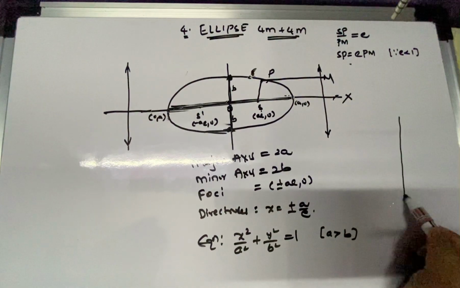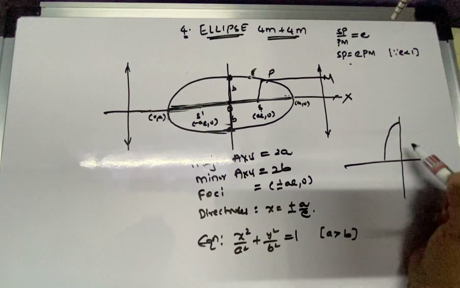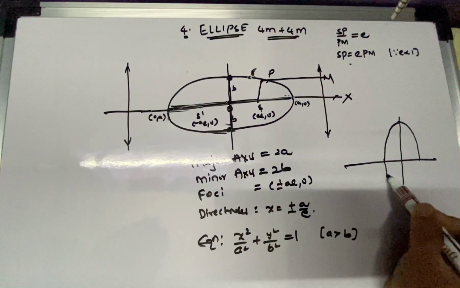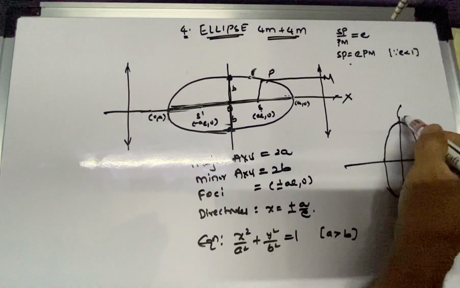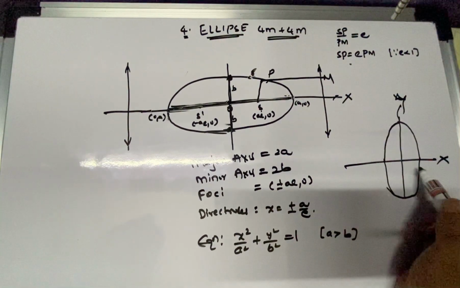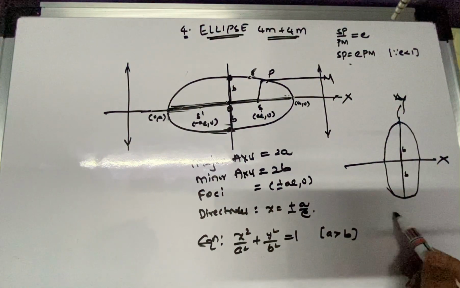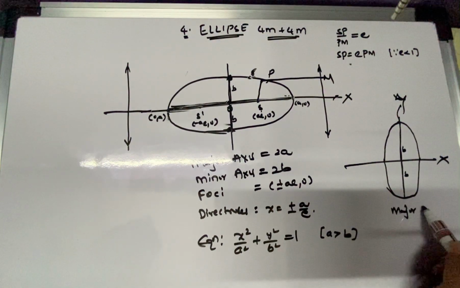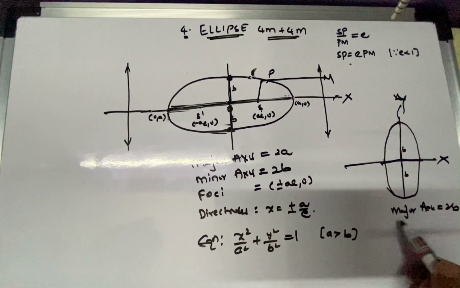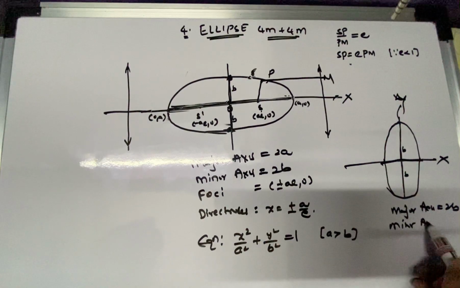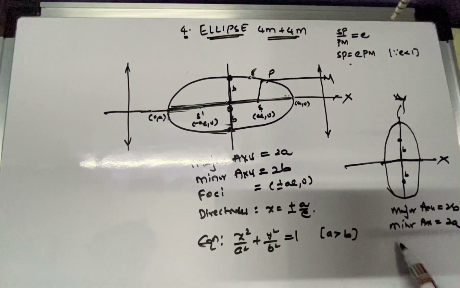One more, if I draw the ellipse in this form, so this is the x-axis and y-axis. Now this is B and minus B. So it uses the maximum distance of the y-axis. So the major axis is 2B here. Major axis equals 2B. Minor axis is this one, 2A. Minor axis 2A.